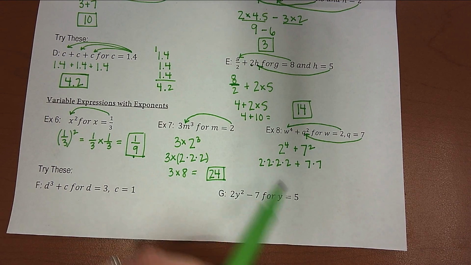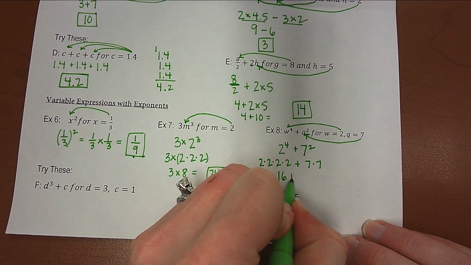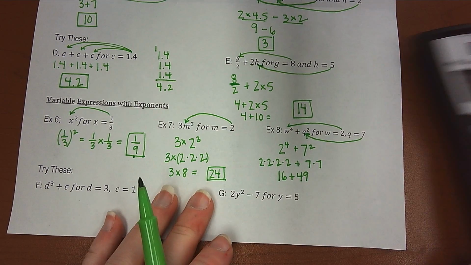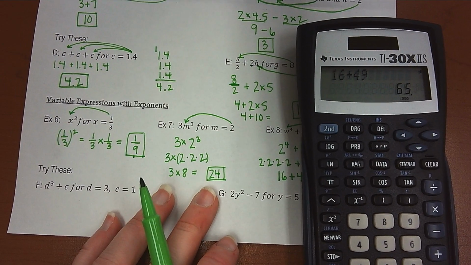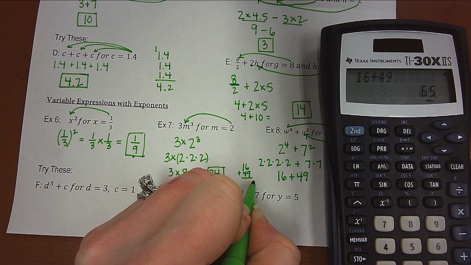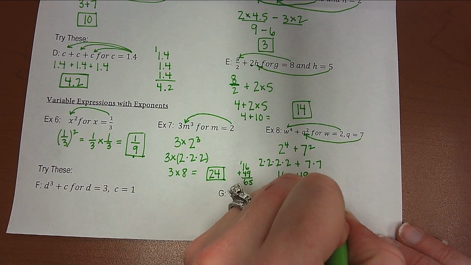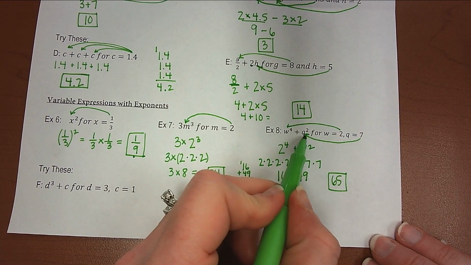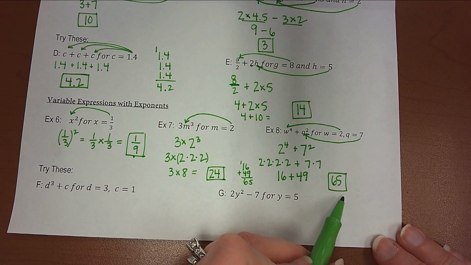So if you need a calculator, you can. Hopefully on these ones you don't. 2 times 2 is 4, times 2 is 8, times 2 is 16, plus 7 times 7 is 49. And then here, if you need a calculator, you can pull it out. If you don't, that's okay too. You can always show your work to the side of your paper as well. 16 plus 49 if you need to line them up. Both ways, I get my evaluation to be 65. So w to the fourth power plus q to the second power for w equals 2 and q equals 7 is 65.